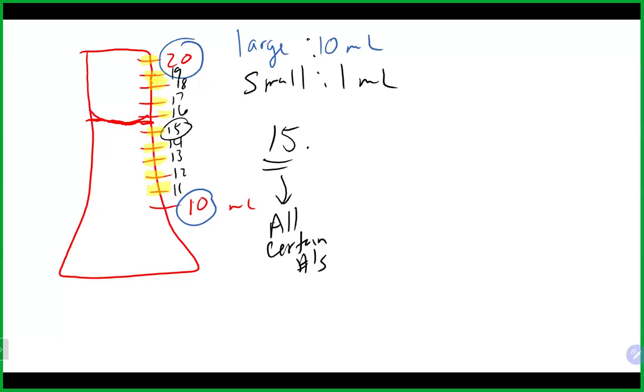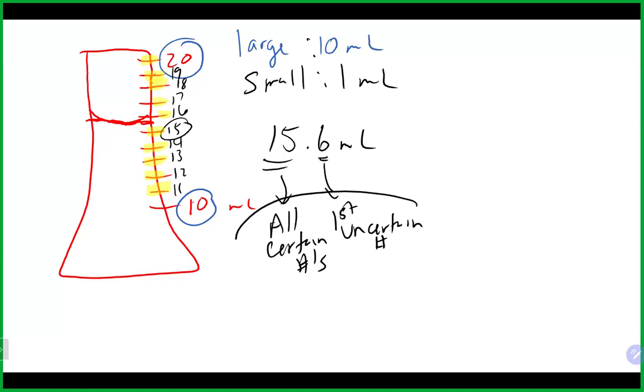Now, we're reading from the bottom of the meniscus, as we talked about last time. We're not exactly at 15, not really exactly at 16. So this is where the estimation comes in, the uncertainty in this measurement. Maybe I feel it's just a little bit over half. Maybe I record 6 milliliters. This would be my first uncertain number.